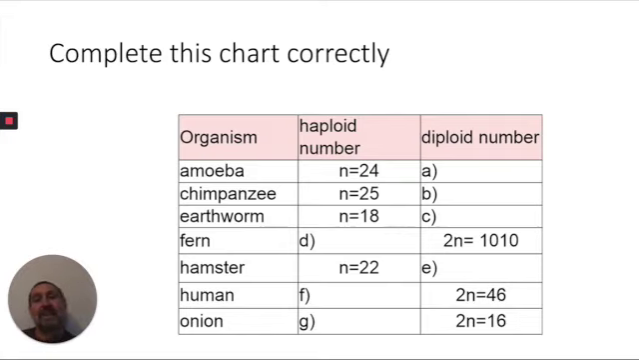So in this case, if it's a haploid number, you want to multiply by 2. If it's a diploid number, you want to divide by 2. So pause the video and complete that chart.